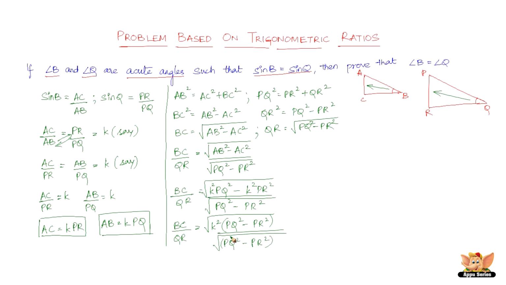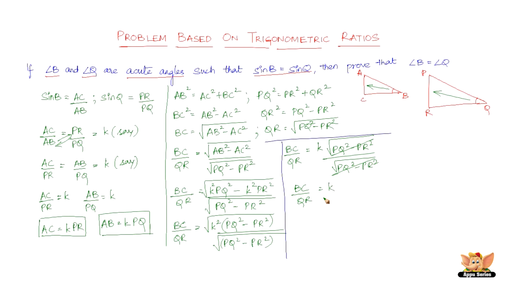Another step of this would be, let me just draw a line here. Now after this step, I'm going to write it here. So BC by QR equals the root of K square, which is K. Now let's keep this inside the root. So we've got root of PQ square minus PR square divided by root of PQ square minus PR square. Now these get cancelled, so we get BC by QR equals K.